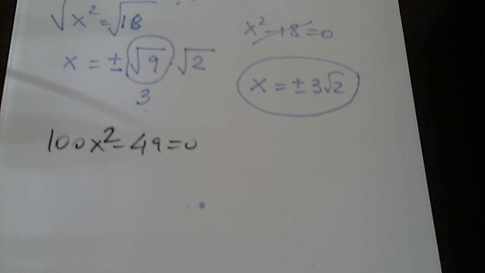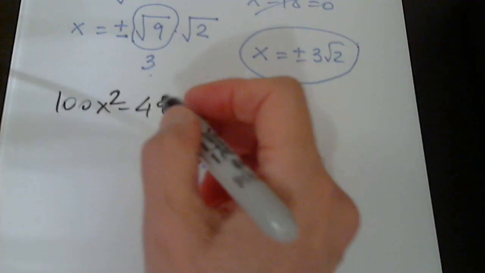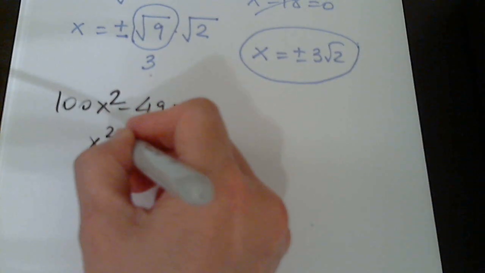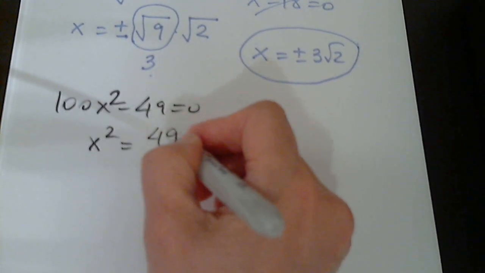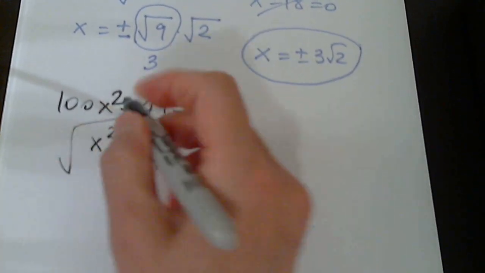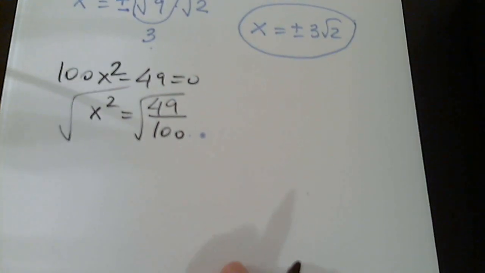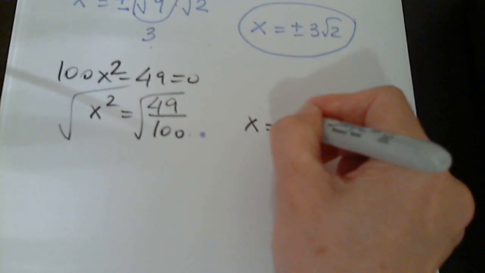So which one do you prefer? The factoring or the square root? Square root. Yes, I completely agree. We move 49 and we divide by 100. And look at this. And I'm done. Don't forget plus or minus.